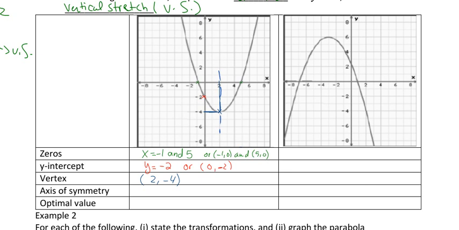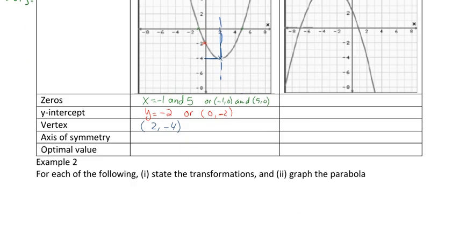So what would be your axis of symmetry? X equals, notation. Your axis of symmetry is x equals 2. So this is your axis of symmetry.